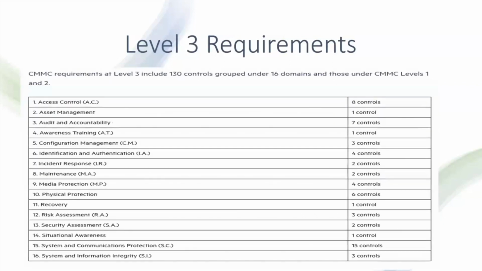Level three, just so you see it, it's looking like it's going to be about 130 controls grouped under 16 domains, but those are potentially going to be changing.